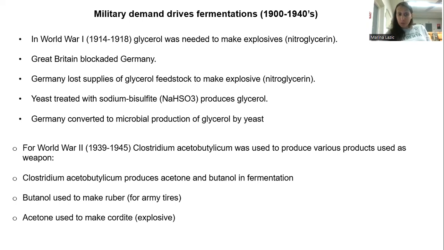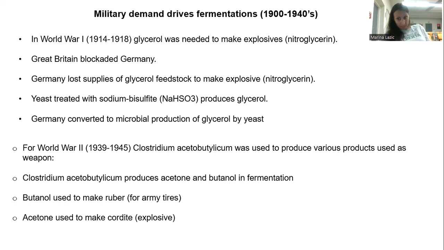For World War II, there was the use of the bacterium Clostridium acetobutylicum. That's a famous organism that we will talk about later in class. This organism was used to produce various products that could be used as weapons. Some of them are listed here: acetone and butanol through fermentation. Butanol was used to make rubber. Rubber can be used for tires.